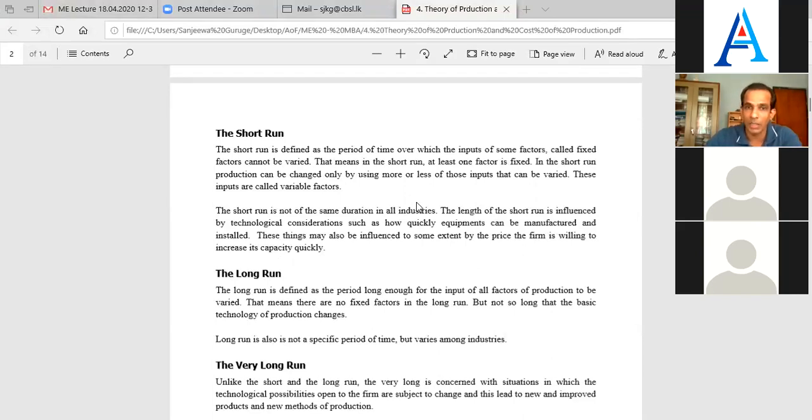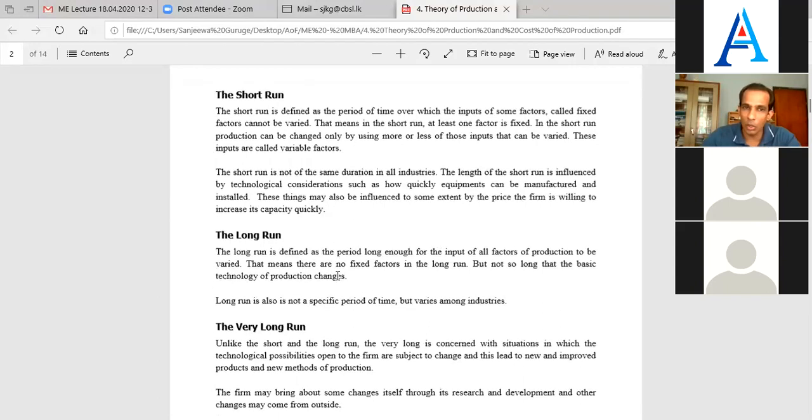But in some other industries, it might require a fairly long period, right? Therefore, the short run will be different from industry to industry. And in addition to that, these things may be influenced to some extent by the price the firm is willing to increase its capacity. So the ability to spend for the factors also affects the short run, right?